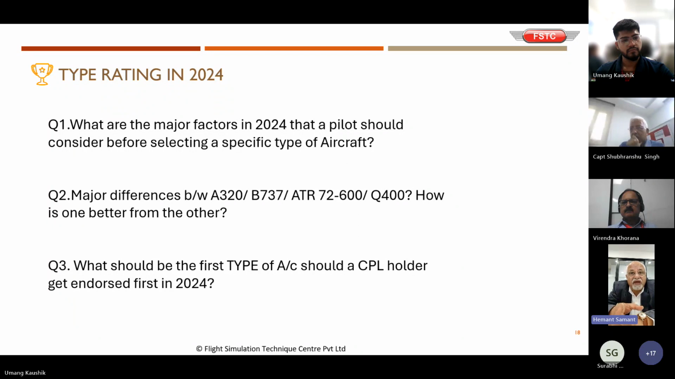Now that we are doing gap in flying, we are able to sample people from other ATOs, and that is why we can say what we are saying. Otherwise, we do not know what their training standards were. Now that those trainees come here for gap in flying, we understand where they have been left. And Shubhranshu Sahib, I think you would be able to corroborate what I said, because it is not coming from my off the cuff discussion. This is experience that we have received and we are sharing.